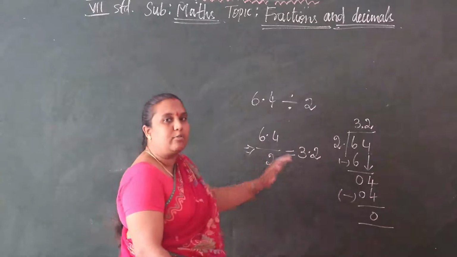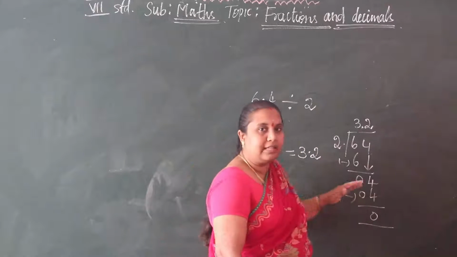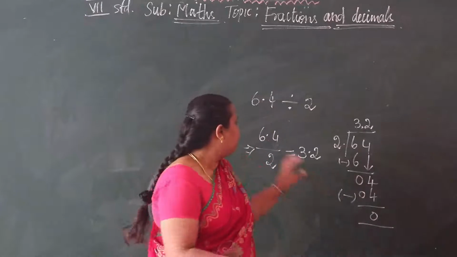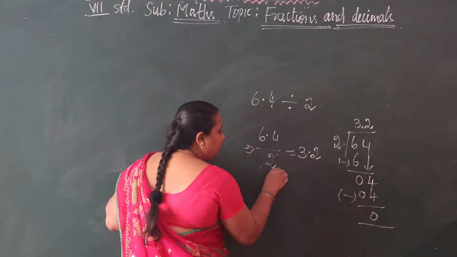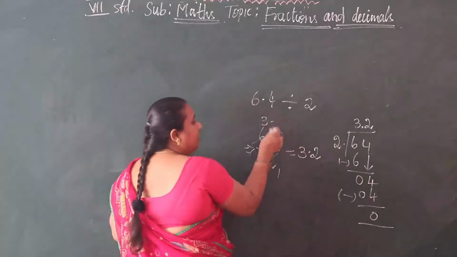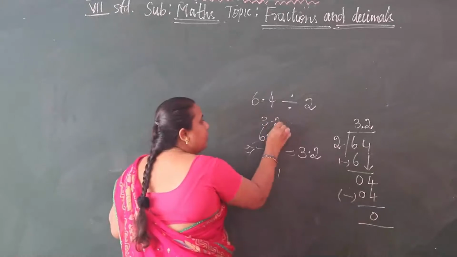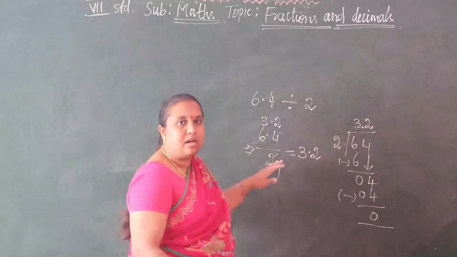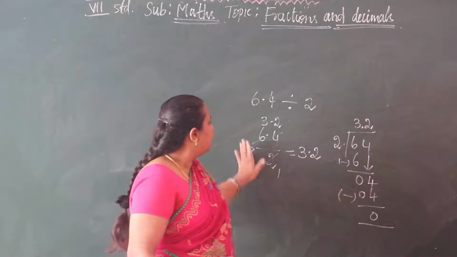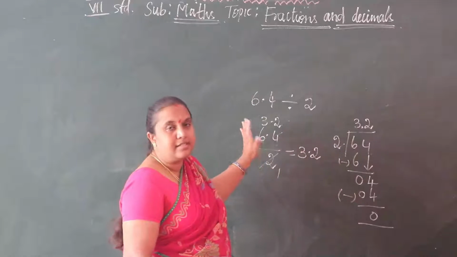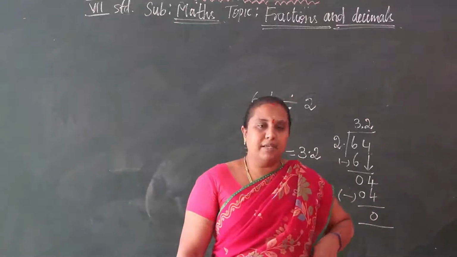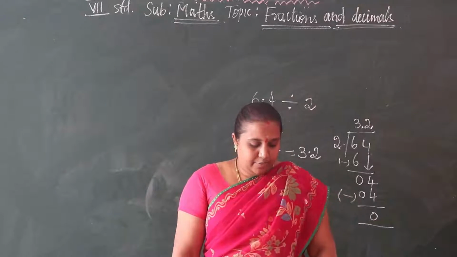As in normal division, we can do it like this, or we can use the cross multiply method. 2 ones are 2, 3 2s are 6, 2 2s are 4. So we can cancel like this also. This method is also correct, or we can cancel like this also. It is correct. So this is the division of a decimal number by a whole number.